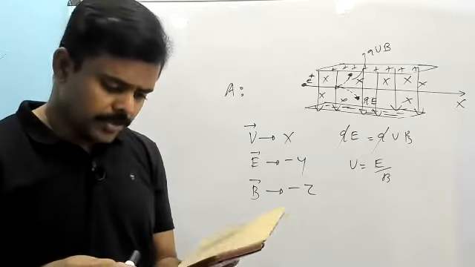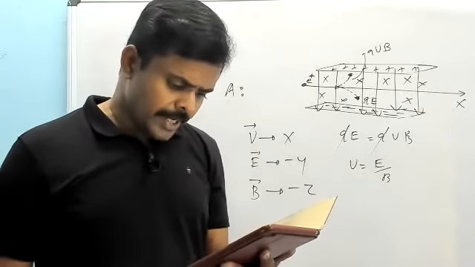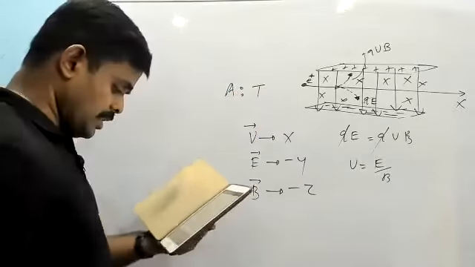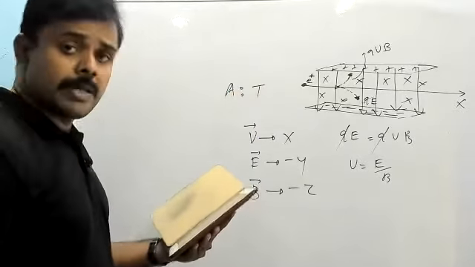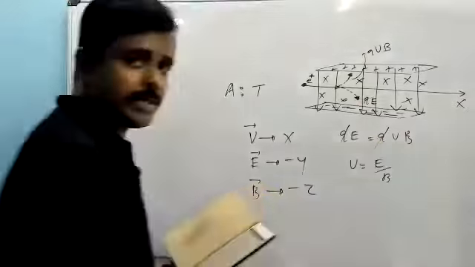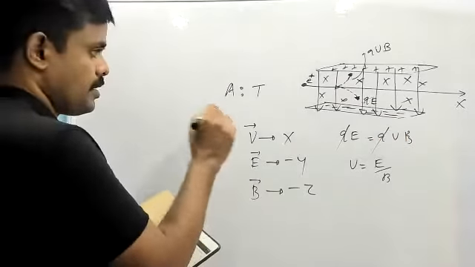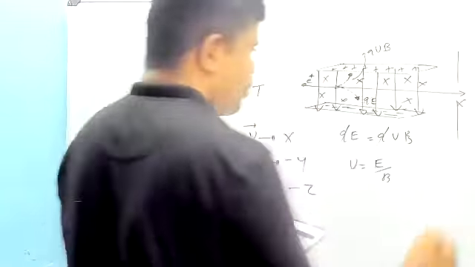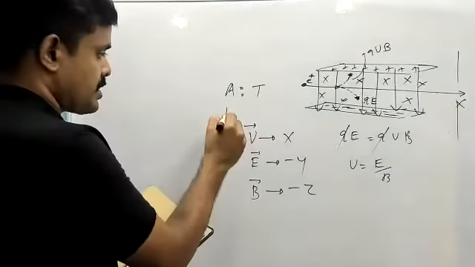Let's get back to the question now. Question number 25. Magnetic field is useful in producing a parallel beam of charged particles. That's right, the assertion is true. You can get a parallel beam of charged particles that can pass through a small hole here. This is called a velocity selector.